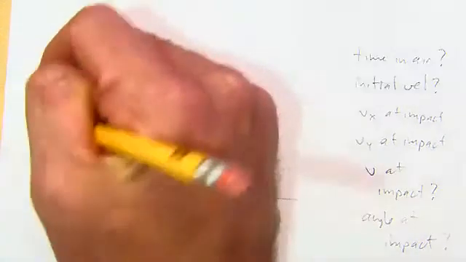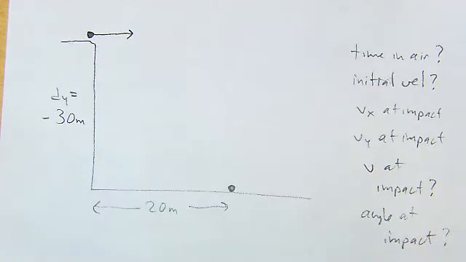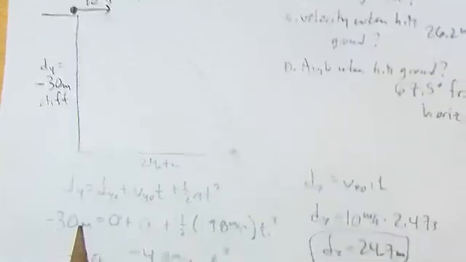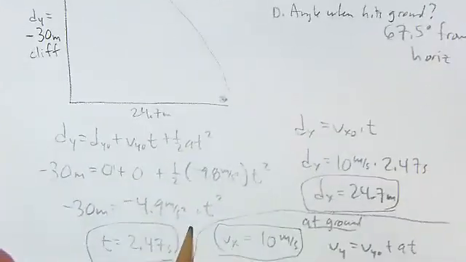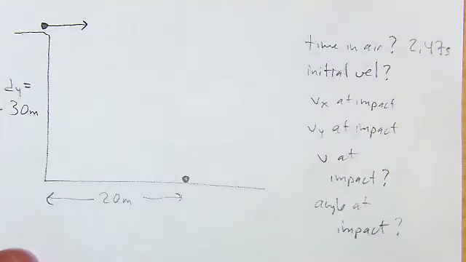The thing we know again is that our dy is negative 30. So you would go through those same steps as we did over here. Your dy is negative 30, and you could find the time. The time will be the same. It'll be 2.47 seconds for this scenario because it was still 30.